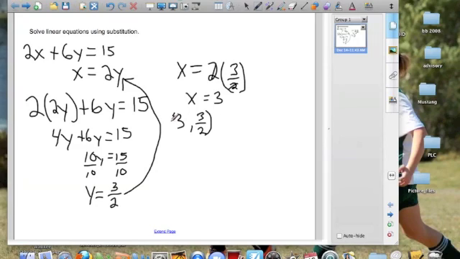Now, again, we need to check this, and it doesn't matter which equation we do it in, but try to always make it as easy as possible on yourself. So let's check it in the second equation. We got 3 is equal to 2 times 3 over 2. Again, the 2's cancel, and so 3 is equal to 3. So yes, our solution to this system of equations is (3, 3/2).